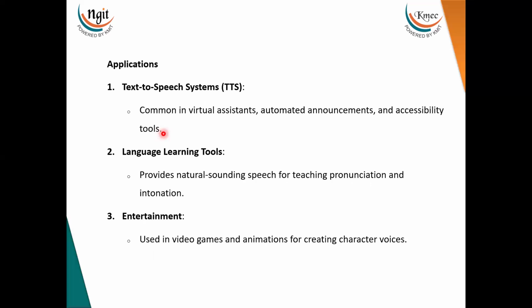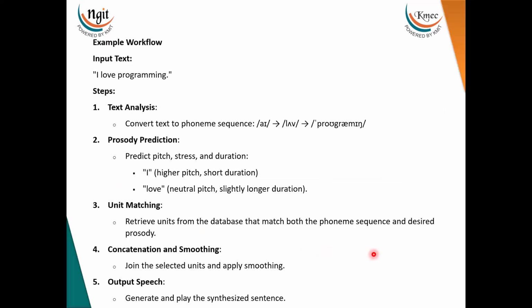Next, applications. As we have been discussing the Google Assistant example or Alexa or Siri, whatever, that falls under TTS, that is text to speech systems. So that is the application. It is common in virtual assistants, automated announcements, and accessibility tools. Second is language learning tools, which provide natural sounding speech for teaching pronunciation and intonation. Third is entertainment. It's used in video games and animations for creating character voices.